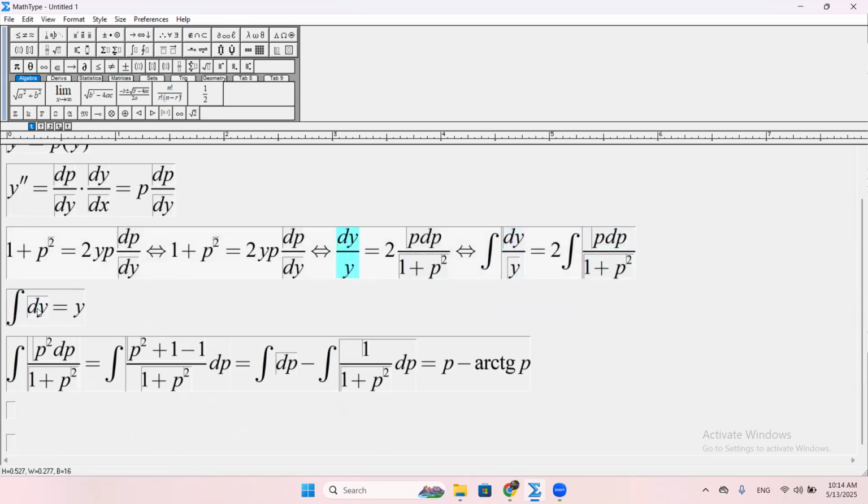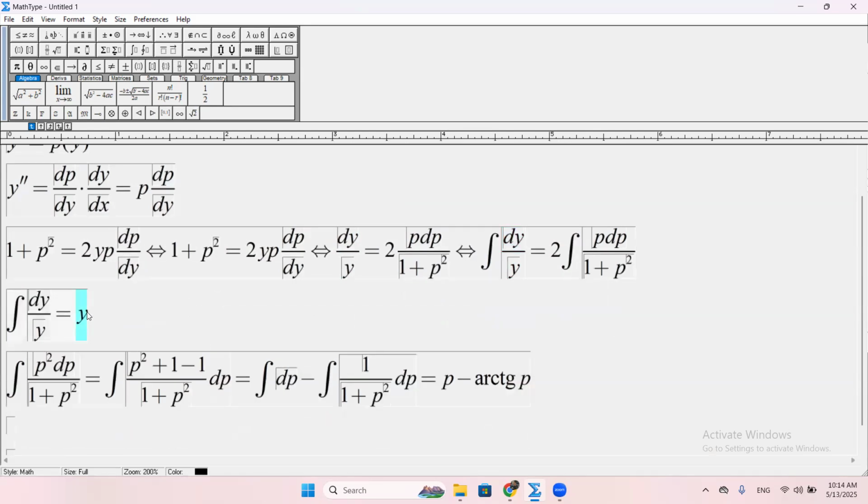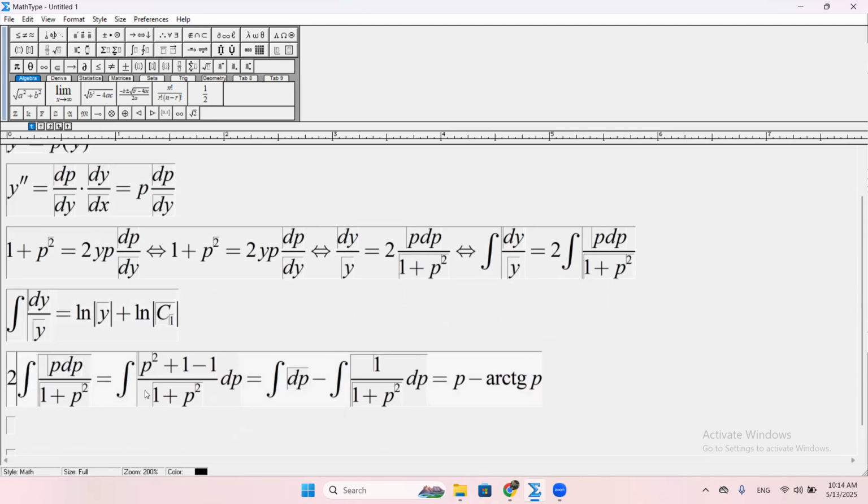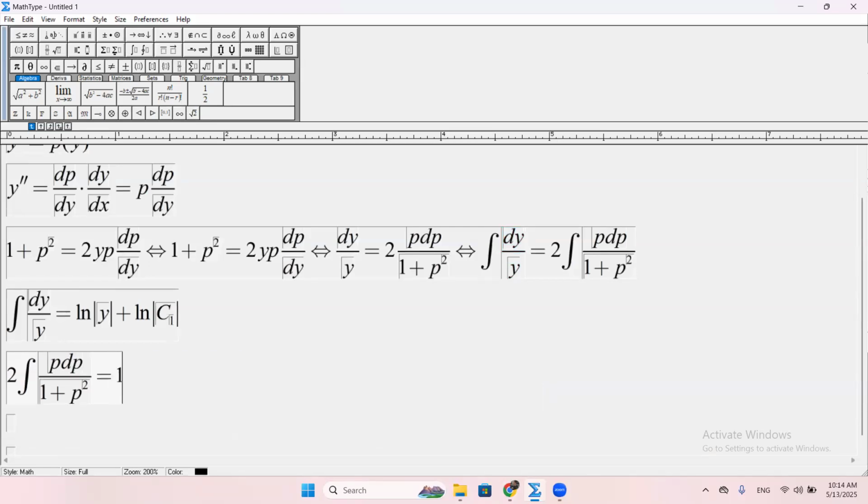So this will be a logarithm, the logarithm of the module of C1. And this integral will be very simple. It will be equal to the logarithm of 1 plus p square.